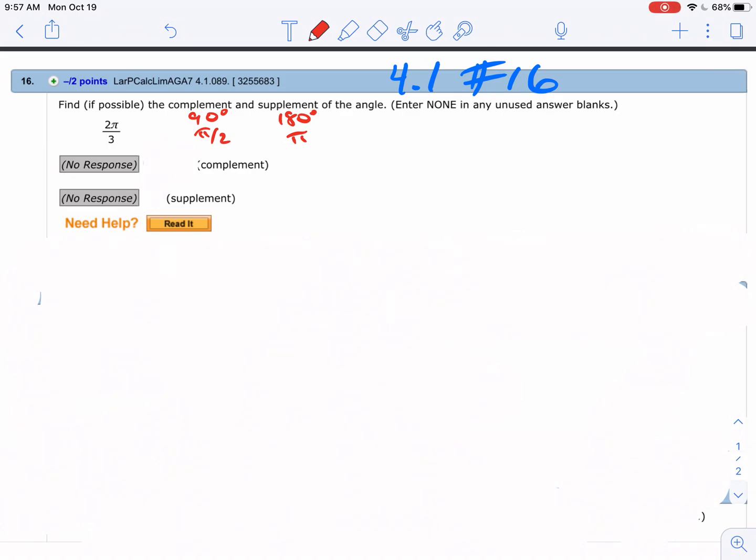4.1, number 16, deals with complement and supplement of an angle. If you're going to do the complementary, you work with 90 degrees or pi over 2, depending on degree or radians. And supplement is 180 or pi. So in this case, I'm going to start with the complement.